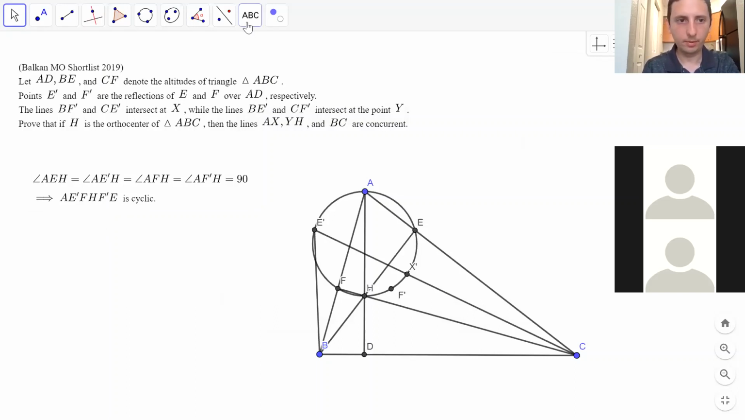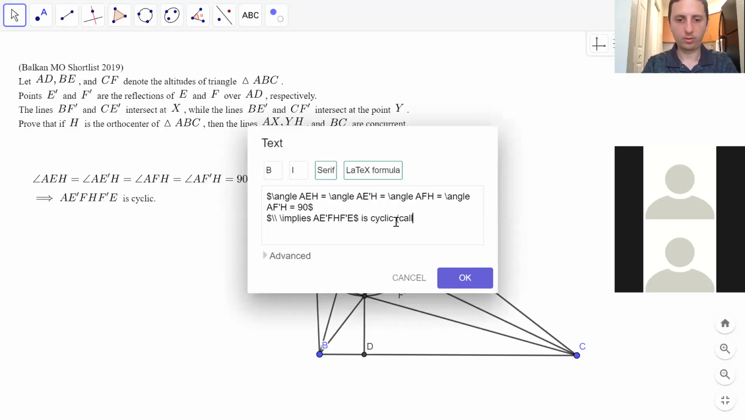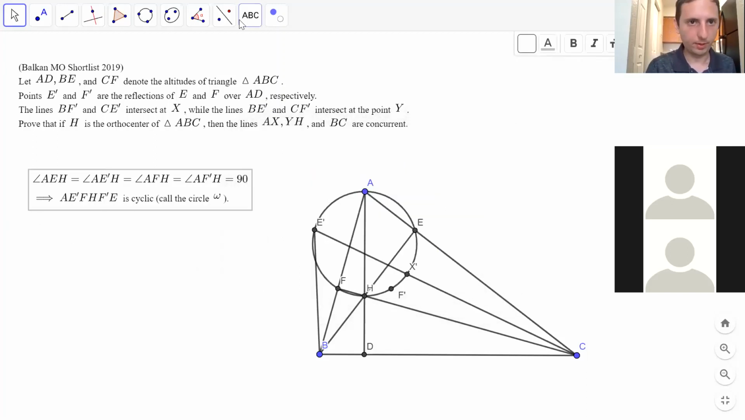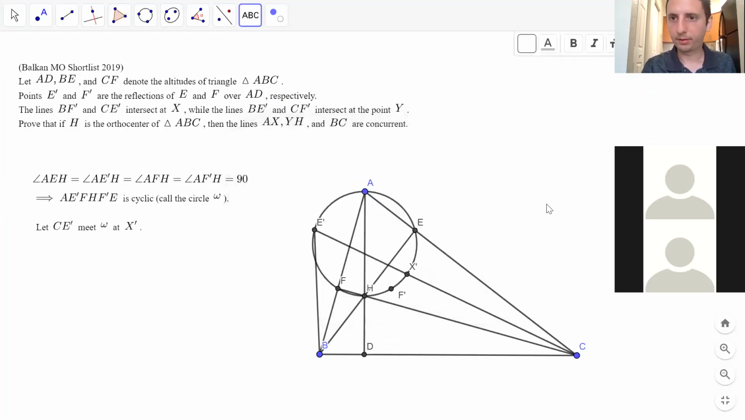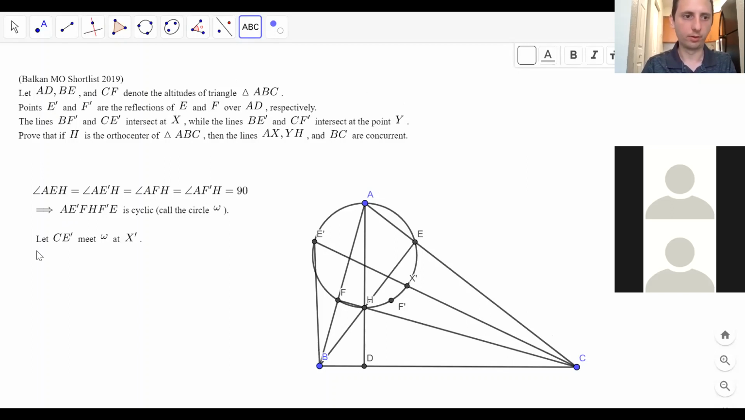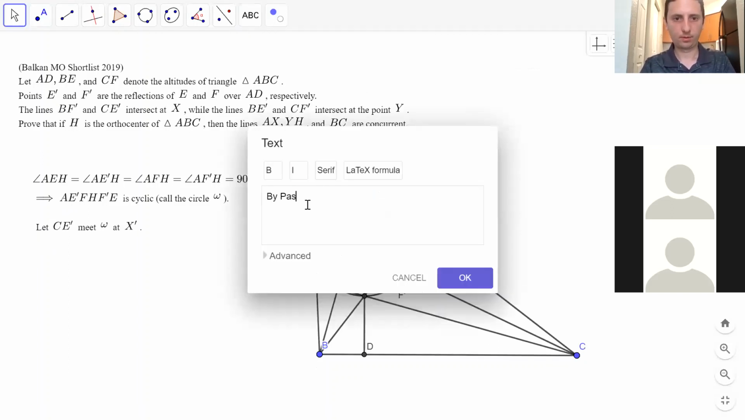Okay, so let CE prime, say, call the circle omega. Let CE prime meet omega at X prime. Then we want to use Pascal on the circle Hakan mentioned, or the hexagon Hakan mentioned: E prime, X prime, F prime, E, A, F. X prime equals X lies on the circle omega. Let me just think about that for a sec.